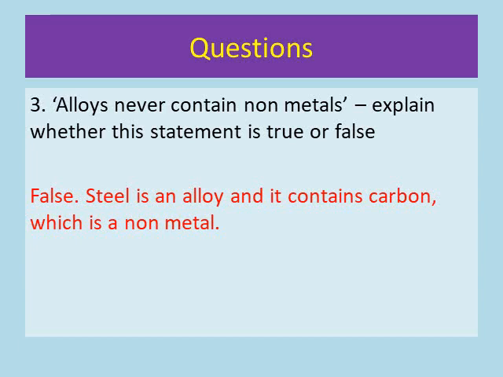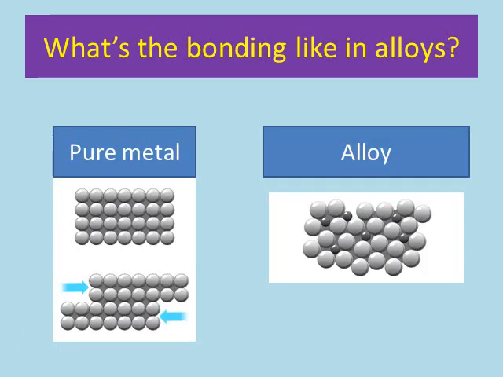Okay, so a little bit more about the bonding now. The difference between the bonding in a pure metal and an alloy, the main difference is this. In a pure metal, we can see that the metal ions are nicely lined up in neat rows. And what this means is that in a pure metal, they're malleable, they're ductile. That means that the layers of atoms in them can slide easily over each other. So if you were to hit it with a hammer, for example, you would be able to change its shape.